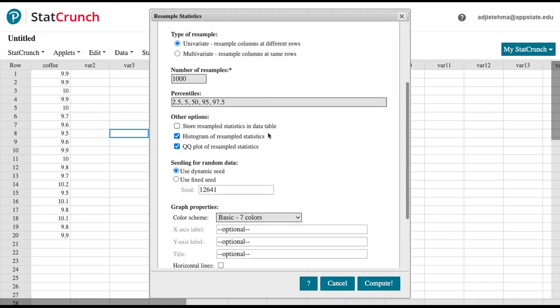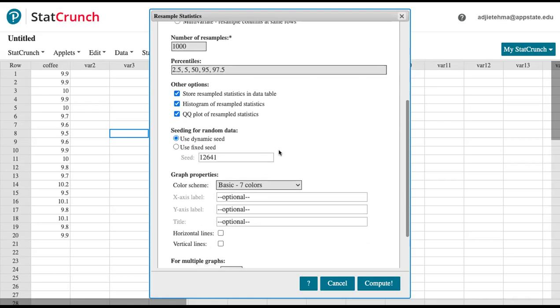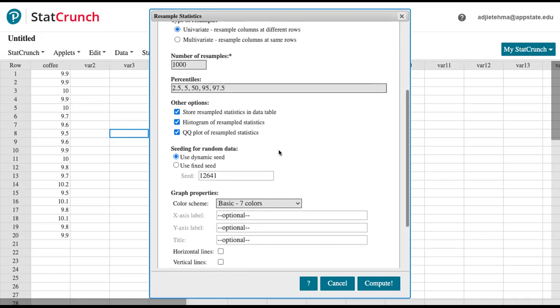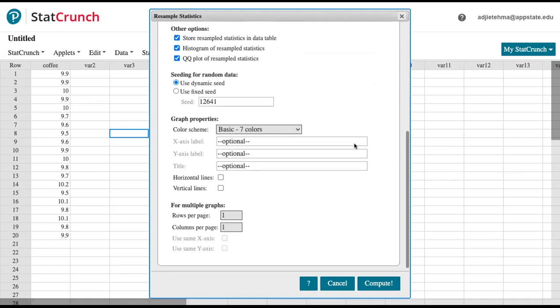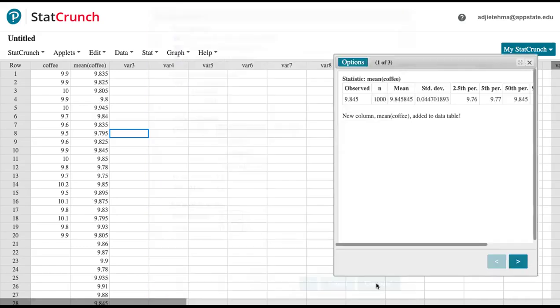Good. And then we also want to click on the store resampled statistics in the data table. Okay, good. Then we keep scrolling, and let's maintain the percentiles. Let's not change the percentiles. Now I'm going to show you how to get the 95% confidence interval. So maintain this. Are we all okay? Good. Now you just have to hit compute.